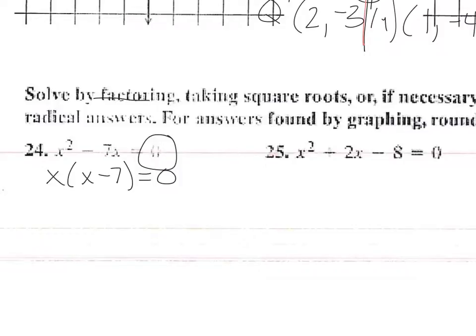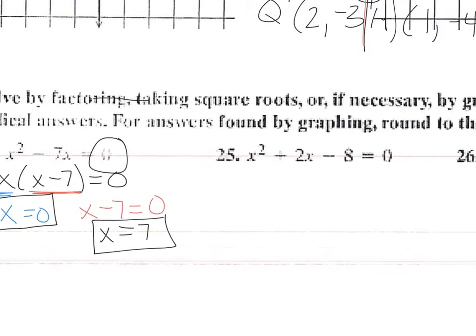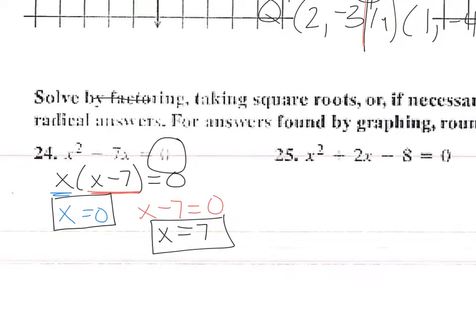Now I'm going to use the zero product property. So now I have two factors that when I multiply them I get 0. That means that x has to equal 0 and x minus 7 equals 0. So I solve each of these for x. This one I can't really solve, but if I solve this one I get 7. So this is way simpler than doing the quadratic formula. I was trying to solve first by factoring.